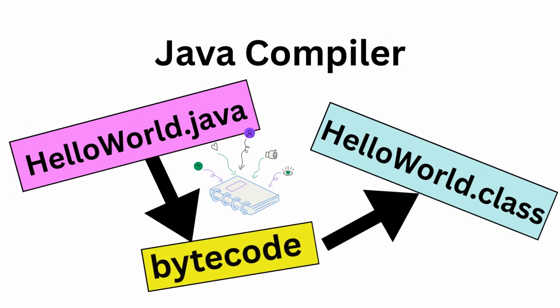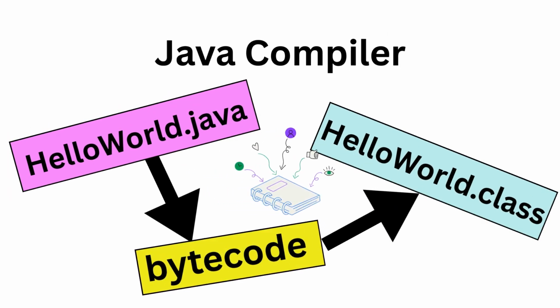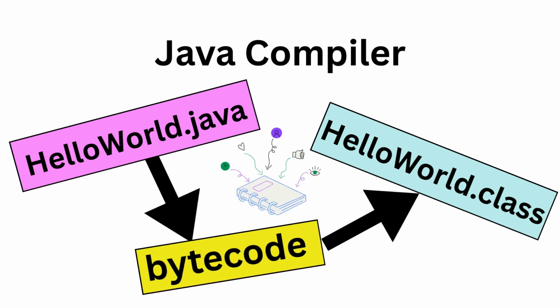Next, the Java compiler takes the .java file and turns it into something called bytecode. This becomes a class file, like hello-world.class. Bytecode is special because it's not tied to any specific computer, it's universal.